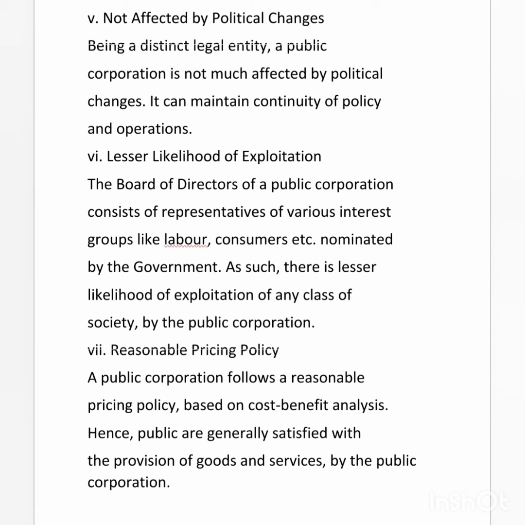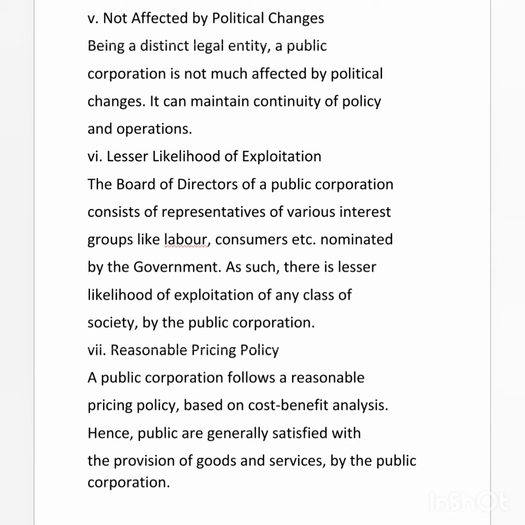Next advantage is not affected by political changes. Even though politics may change due to elections, once in 5 years they change the politics, they change the leader. Even though there is political change, a public corporation is not much affected by such changes. It can maintain continuity of policy and operations because the control is in the hands of parliament.